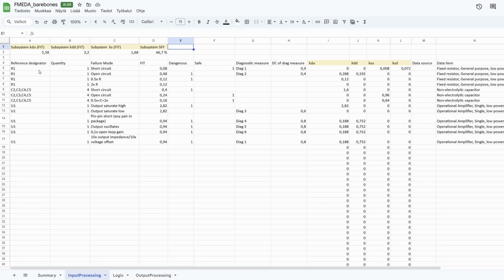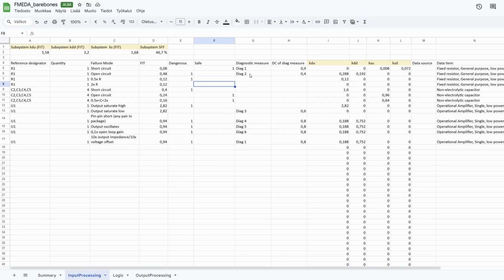The FMEDA shows each component, and all of the failure modes of that one component are described here. For example, we will go through one resistor here. There is the resistor R1 picked from our schematic, which has failure modes given to it from our data source. These failure modes are short circuit, open circuit, half, and double the resistance, and these are the associated failure in time measures. Next, we classify them based on our circuit into safe, dangerous, and no effect failures.